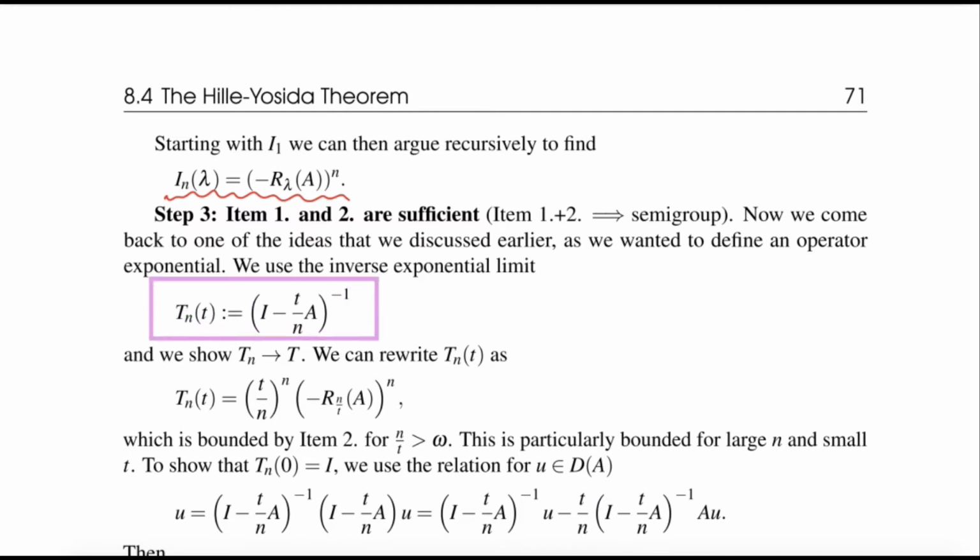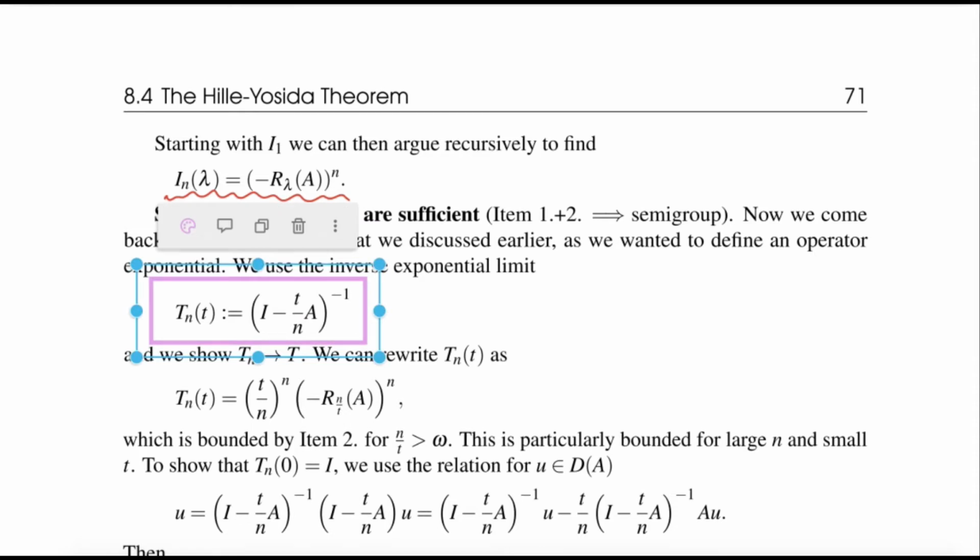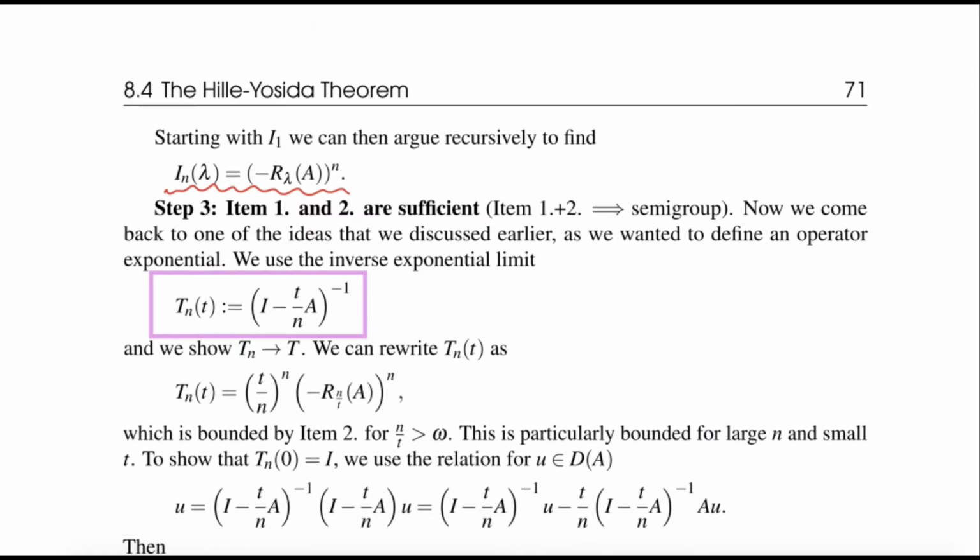So this will be my definition of the semigroup. And then I want to look at it in the limit as n goes to infinity. And here is another typo. I'm sorry about that. This is to the n. To the n. That's very important. So this limit is then supposed to go to the semigroup T of t.